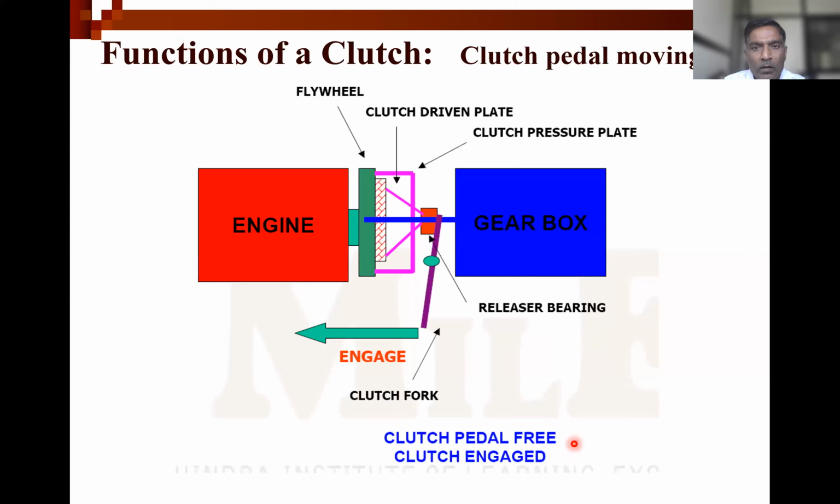Then the clutch pedal moves up. This indicates that the clutch driven plate is in contact with the flywheel, and now power is flowing to this gearbox. So when the clutch pedal is free, that means it is free from the foot pressure, then the clutch is engaged.